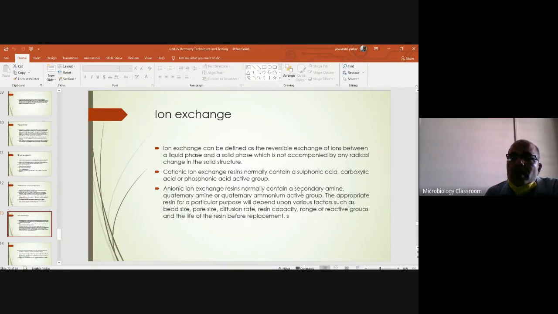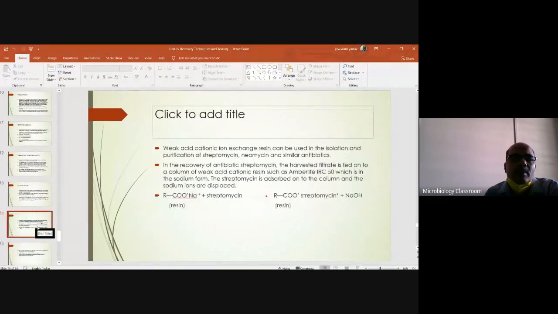quaternary ammonium active group. The appropriate resin for a particular purpose will depend upon various factors such as bead size, pore size, diffusion rate, resin capacity, range of reactive groups, and the life of the resin before replacement.